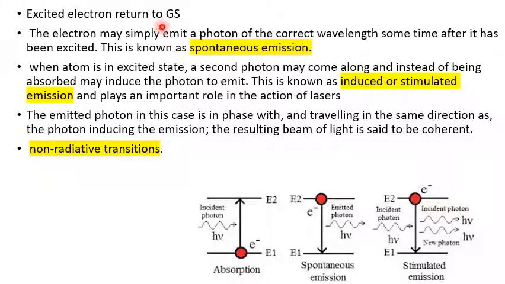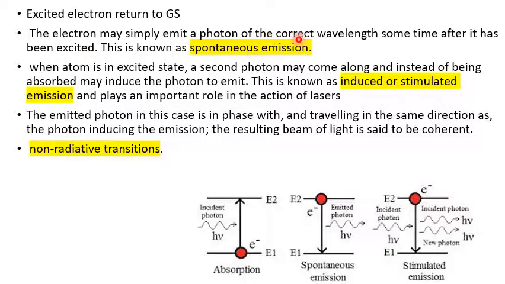Excited electrons return to the ground state. In the excited state, the atom does not stay for much longer time. It finally returns to the ground state. The electron may simply emit a photon of the correct wavelength. When the electron returns to the ground state, the atom returns to the ground state, and a photon may be emitted, and this photon may be of the correct wavelength sometime after it has been excited.